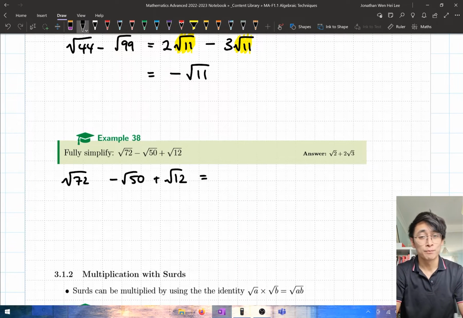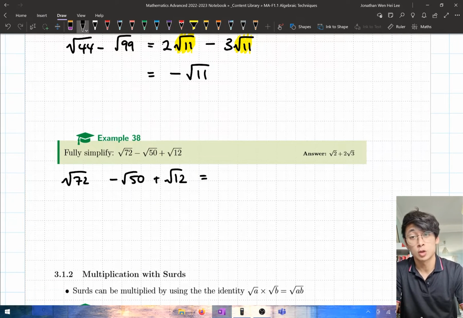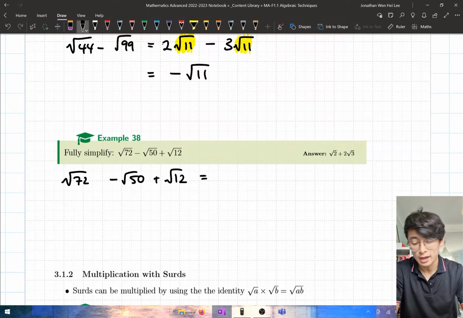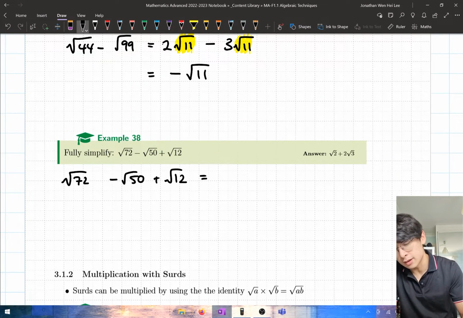So 72. What's a perfect square factor of 72? Well, actually, half of 72 is 36. So 72 can be just written as 36 times 2. 36 is a perfect square, which is just 6 squared. So this 72 just becomes 6 root 2. Okay, let's repeat the process for the next two.